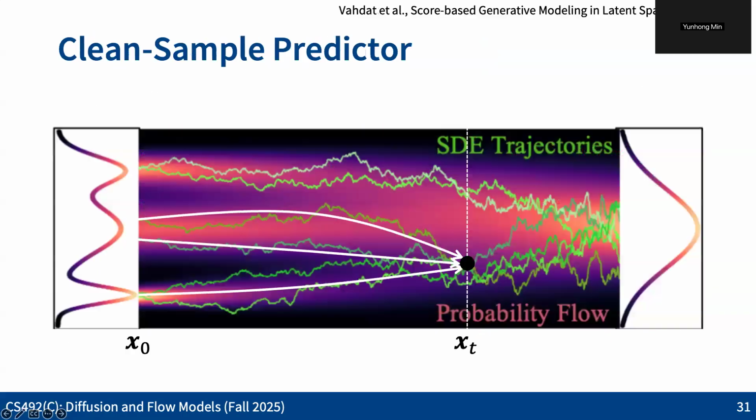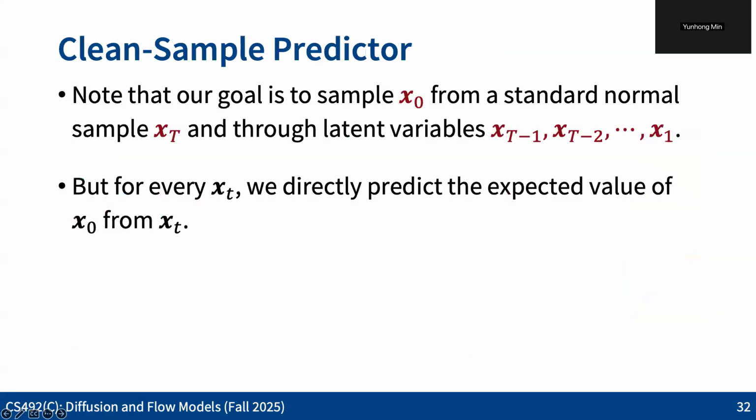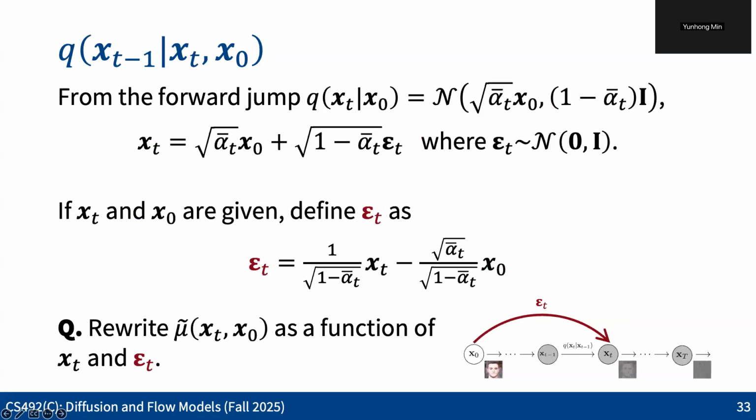So that's the idea of the clean sample predictor. This can basically replace the mean prediction. So instead of directly predicting the mean, we can consider predicting the x0. So that's the idea. Actually, we can do one more thing.